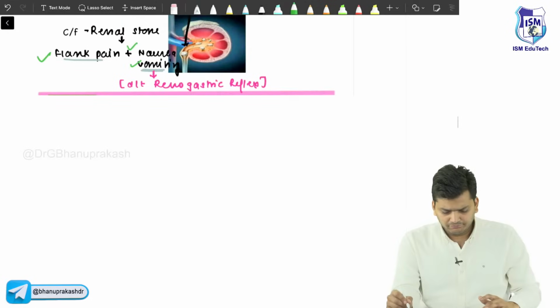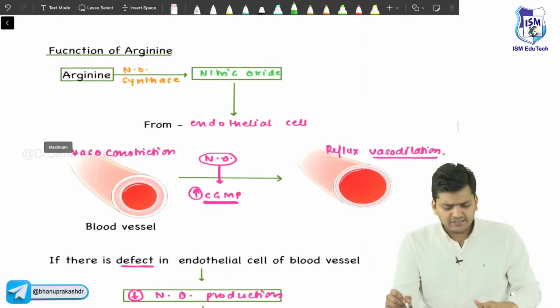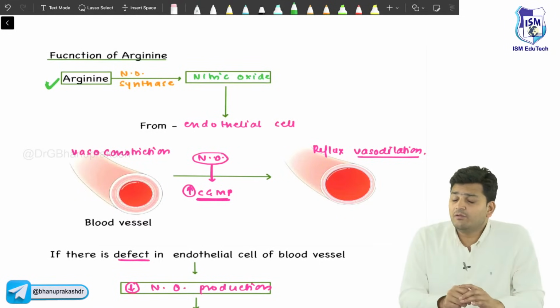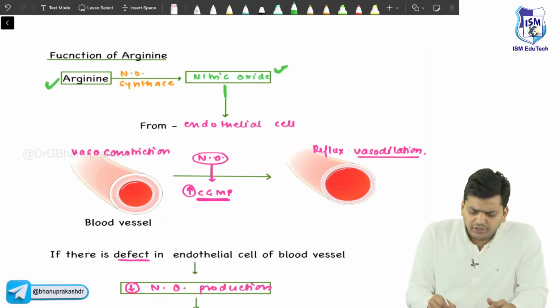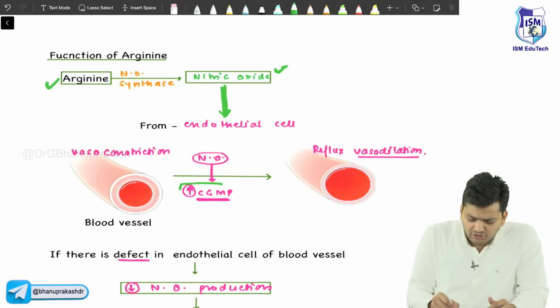Let's move forward. Coming to the next amino acid, arginine. From arginine, we make a molecule, nitric oxide. Nitric oxide is a very potent vasodilator. It is synthesized in the endothelial cells and that leads to generation of cyclic GMP, and that leads to vasodilation.